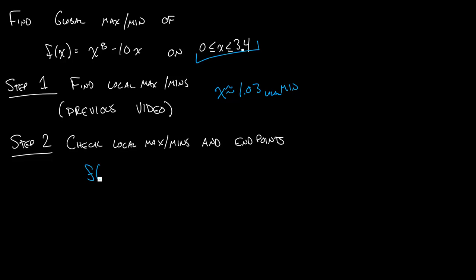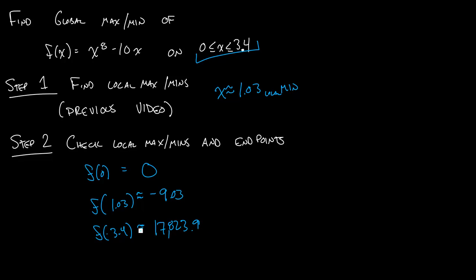So if we check those 3 points, we'll check f of 0. Again, we're using this equation here. We're not using f prime anymore. We'll check f of 0, we'll check f of 1.03, and we'll check f of 3.4, these two being the endpoints, this one being all the things I got in step 1, and we would get 0. Here we'd get negative 9.03, that's an approximation, and here we would get an absolutely gigantic number. We'd get 17,823.9. That's again an approximation.